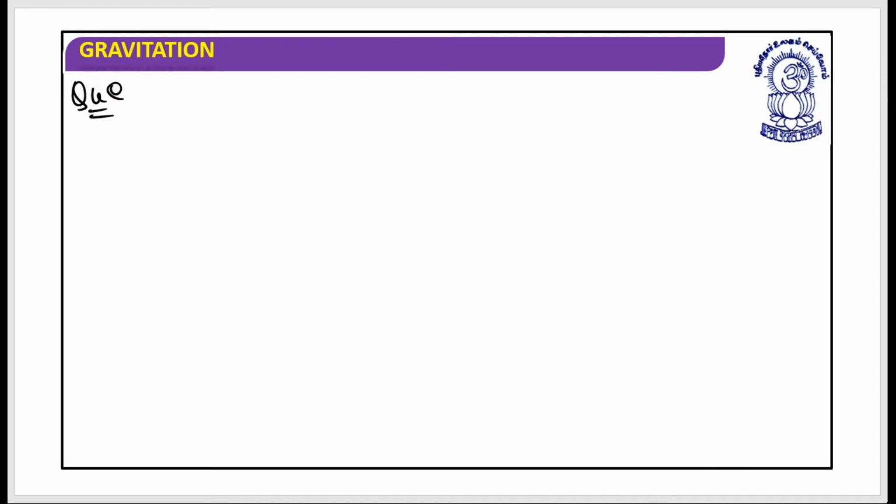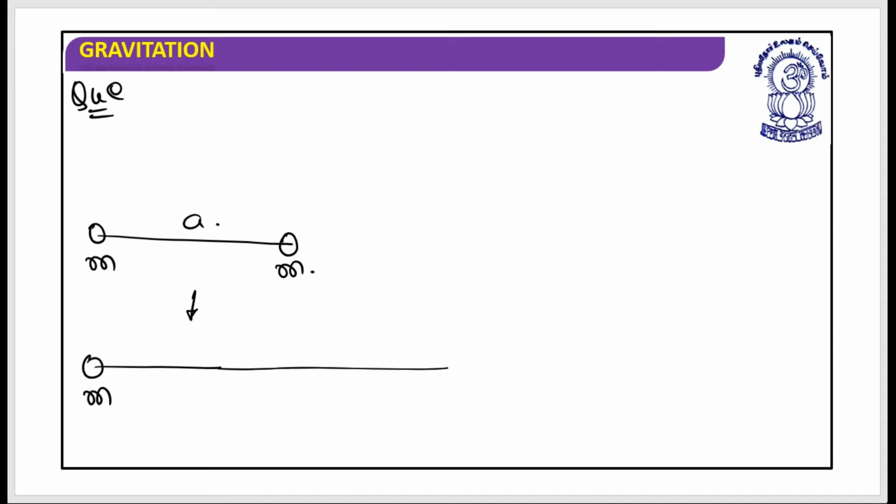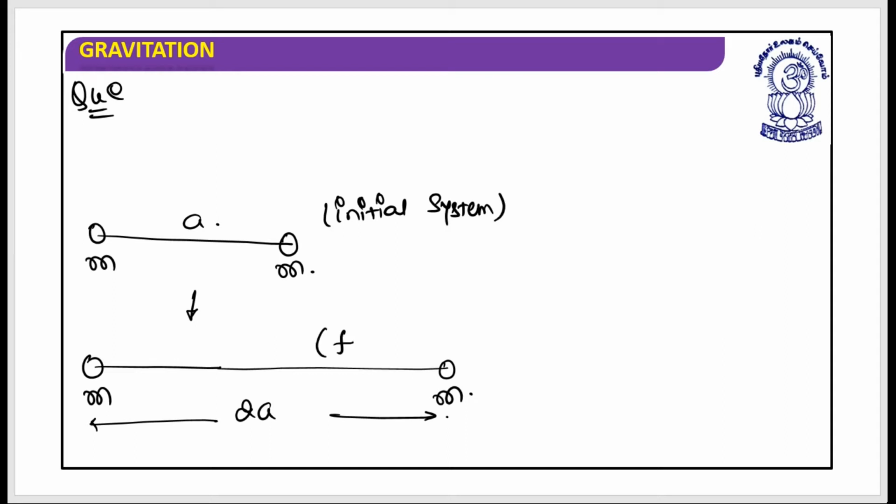Now, let's work on the next pattern of question. The question says, let's suppose the situation is initially two identical masses were separated by distance a. Now what I want is that this mass m and this mass m will be separated by distance 2a. So this is the initial system, and this is the final system. Initially they were separated by distance a. Finally they were separated by distance 2a.